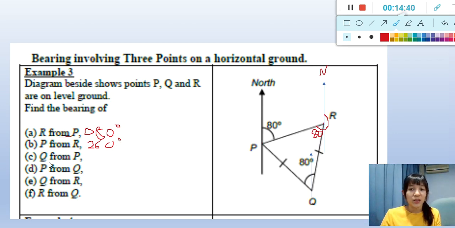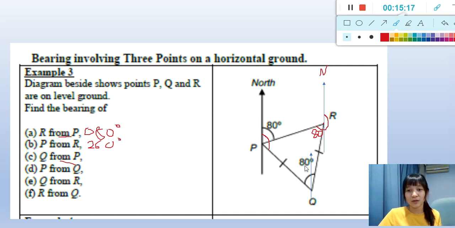Then next, C. What is the bearing of Q from P? Keyword from where? From P. P means you are standing here again. Then you want to find the direction of Q. Q is here. Okay? So you have to start with the north line again. Then you have to rotate, measure in a clockwise rotation until you stop here, because this line points towards your Q. You need to find this. What do you know? You already know this is 80, isn't it? This is 80. It means you have to find this.